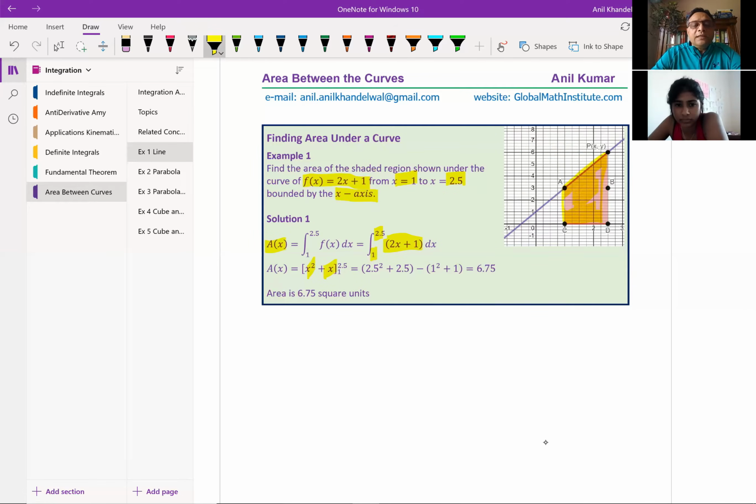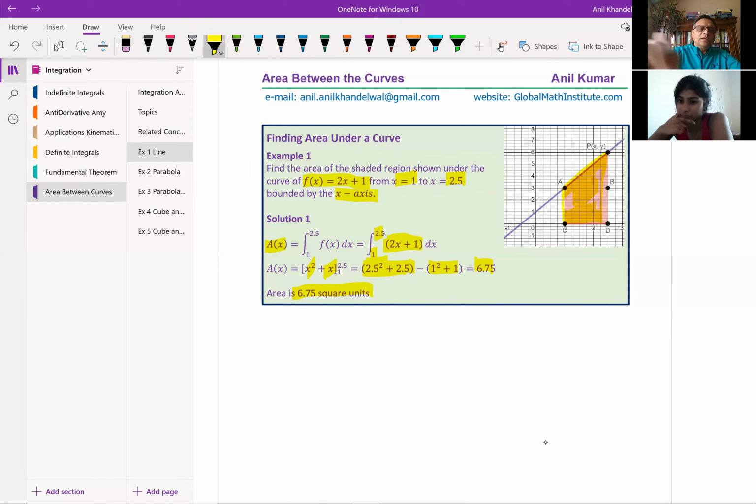And using the second fundamental theorem of calculus, we are just finding the difference in these two values, correct? So when you substitute 2.5, you get one expression. Substituting 1, you get the other expression, and their difference gives you the area. So the area is 6.75 square units in this particular case, correct? Now, is this process clear to you?